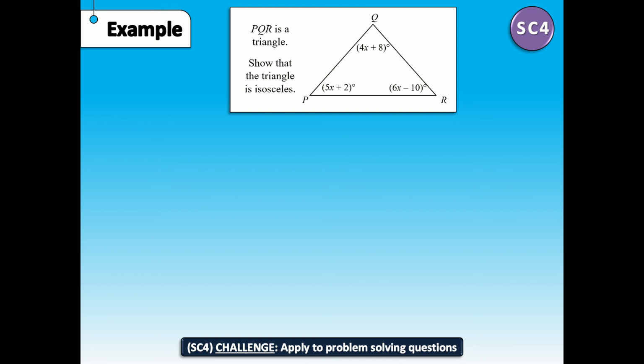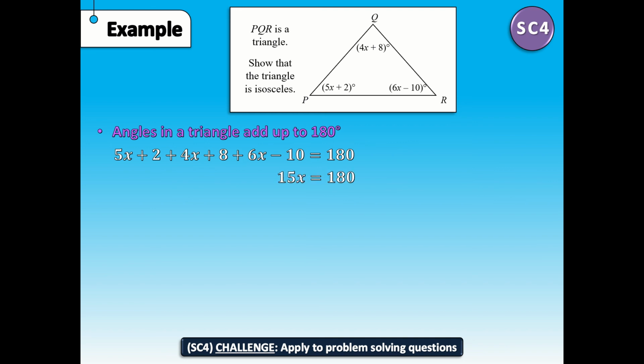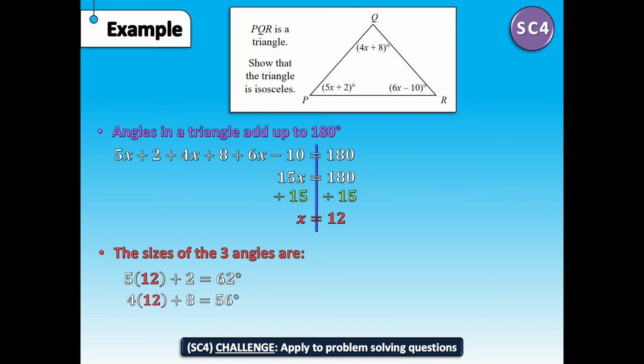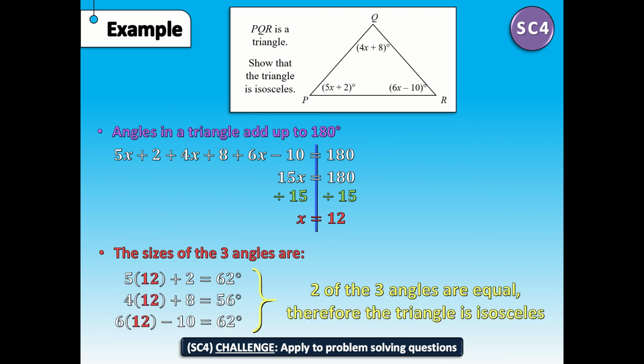In this question, we want to show that the triangle is an isosceles triangle. So we know angles in a triangle add up to 180 degrees. So if we add all these angles together, we'll get 180. If we simplify it, we get 15x, and we need to solve this equation. So we divide both sides by 15, so x equals 12. So if we find the size of all three angles, now we know what x is, we can see two of those angles are the same size. So this must mean that the triangle is an isosceles triangle, because two of the angles are the same.